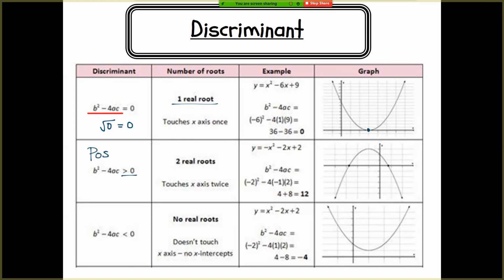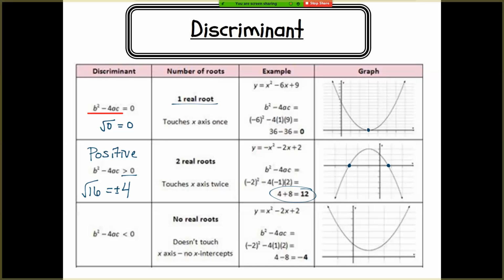The most common case is you're going to get a value that is greater than 0. So it's going to be a positive number. If you get a positive number, so say you end up with the square root of 16, plus or minus 4, you would get 2 real roots. That just means your graph crosses your x-axis 2 times. That would be your 2 answers, where it would cross at positive and negative 4. So that would be your 2 real roots.